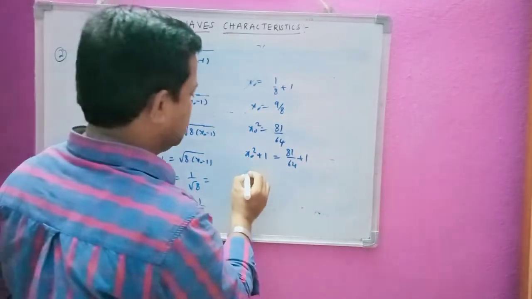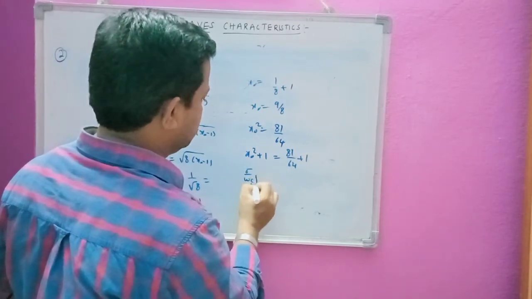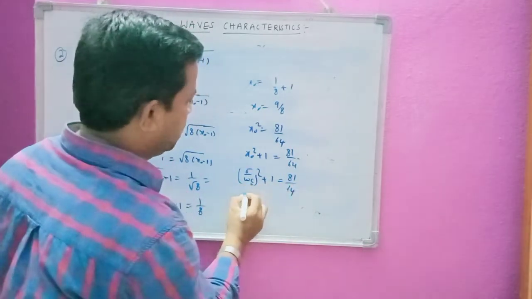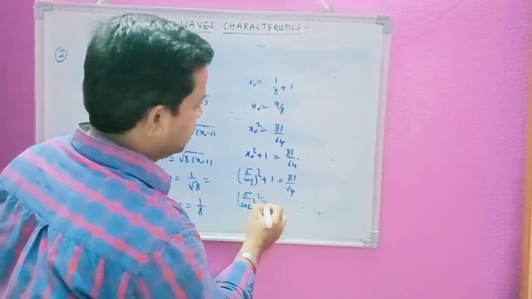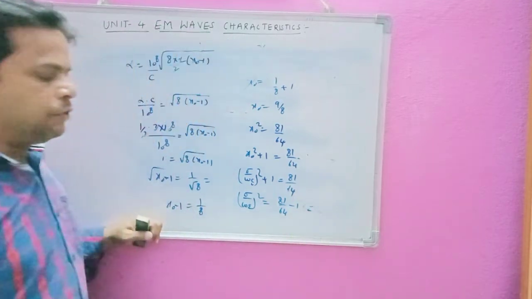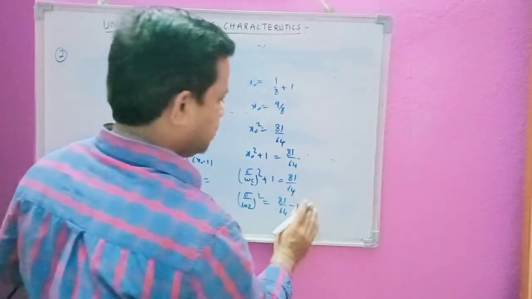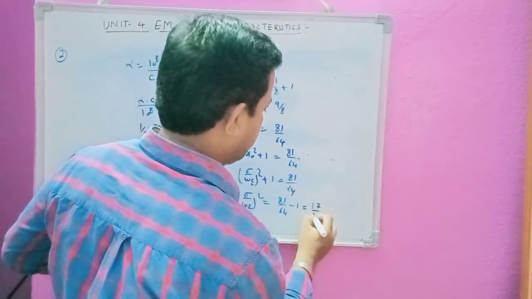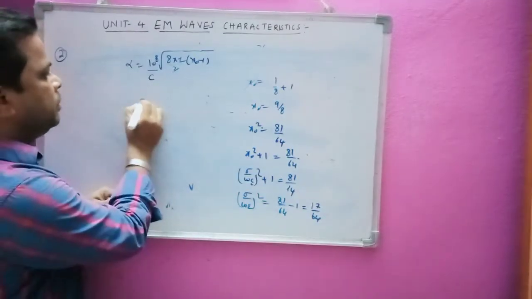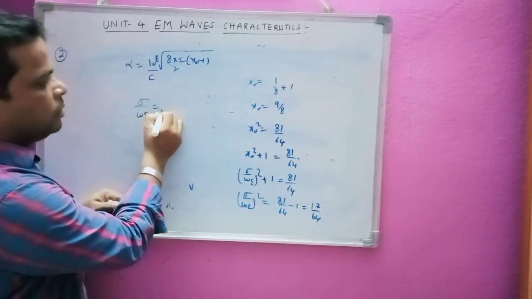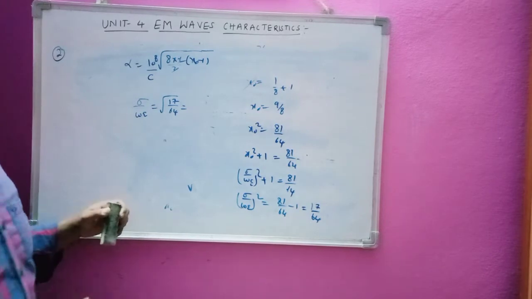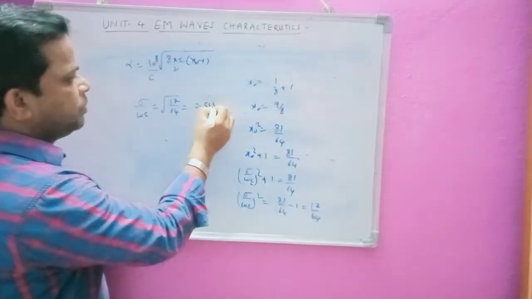So now we have this value, sigma by omega epsilon whole square plus 1, is equal to 81 by 64. Now I can get sigma by omega epsilon whole square as 81 minus 64, which turns out to be 17 by 64. If I take the root, sigma by omega epsilon is equal to square root of 17 by 64, and the value turns out to be 0.554.